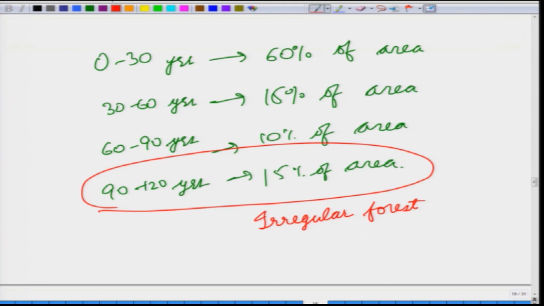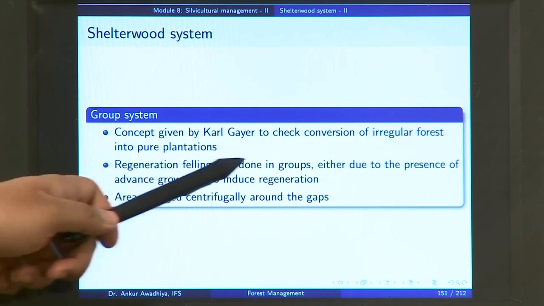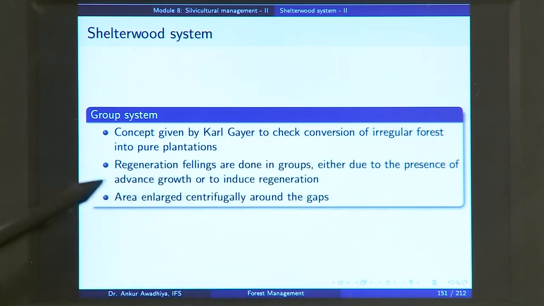So, you maintain the forest in its natural condition, and that was the aim of the Shelterwood system. So, in the group Shelterwood system, regeneration fellings are done in groups either due to the presence of advanced growth or to induce regeneration. So, what do you do here? You do your regeneration felling in groups, and then the area is enlarged centrifugally around the gaps.